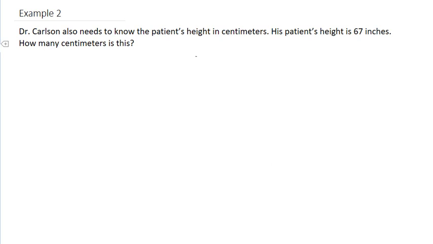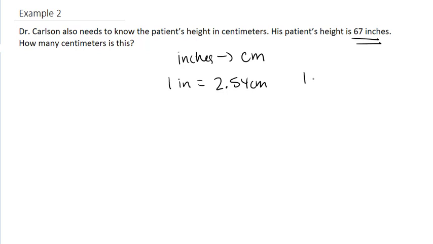Example 2. Dr. Carlson also needs to know the patient's height in centimeters. His patient's height is 67 inches. How many centimeters is this? Once again, we are going to do a conversion, but this time from inches to centimeters. We know that 1 inch is equal to 2.54 centimeters. So we can use the conversion like this, where we put 1 inch over 2.54 centimeters, or you can use it as 2.54 centimeters over 1 inch.